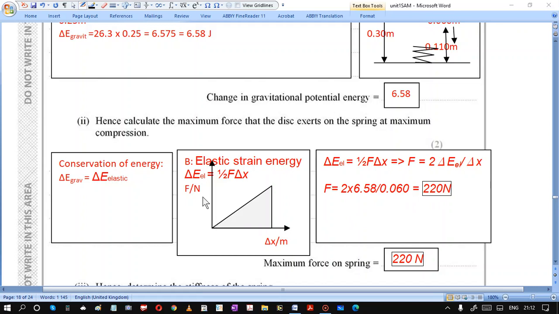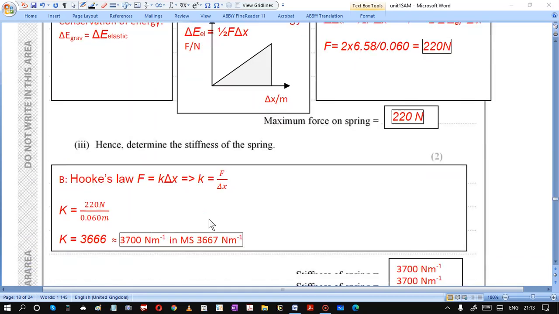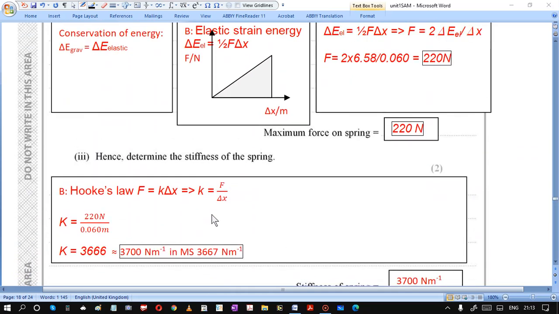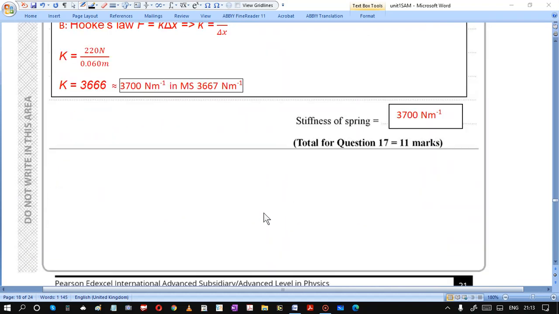So this is a graph of force over compression. The area under the graph equals the change of elastic potential energy. Hence determine the stiffness of the spring. So Hooke's law, F equals K delta X, K equals F over delta X. It is 0.060, and the force we found, and we get 3,700 Newton per meter for stiffness.